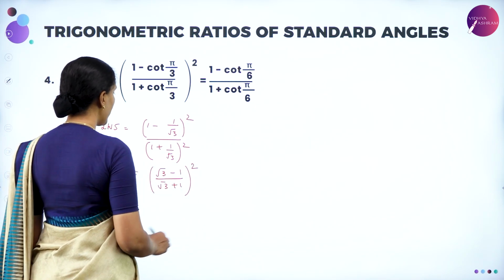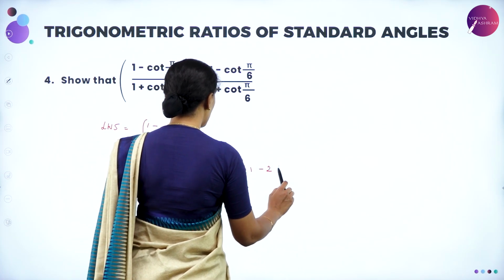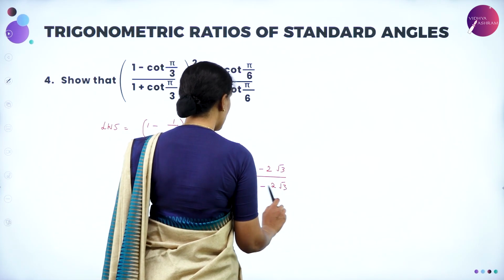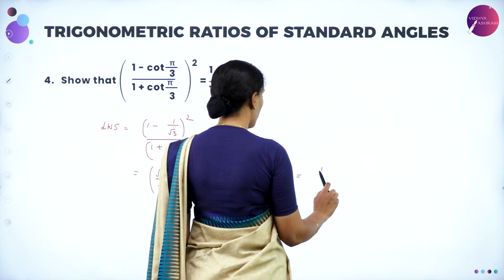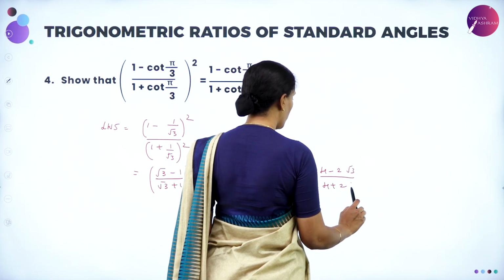So now let us expand these values. We have (3 plus 1 minus 2 root 3) divided by (3 plus 1 plus 2 root 3). So which is (4 minus 2 root 3) divided by (4 plus 2 root 3).